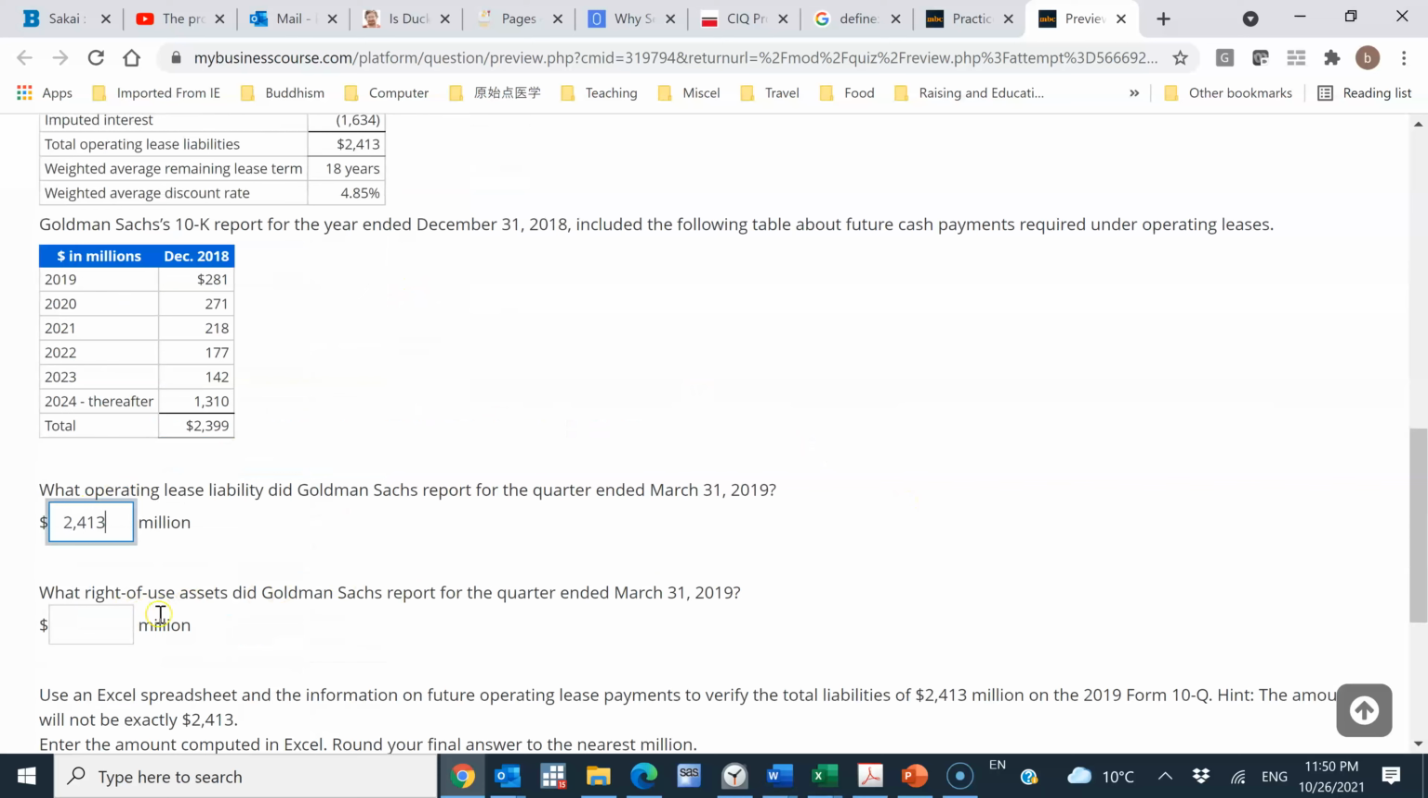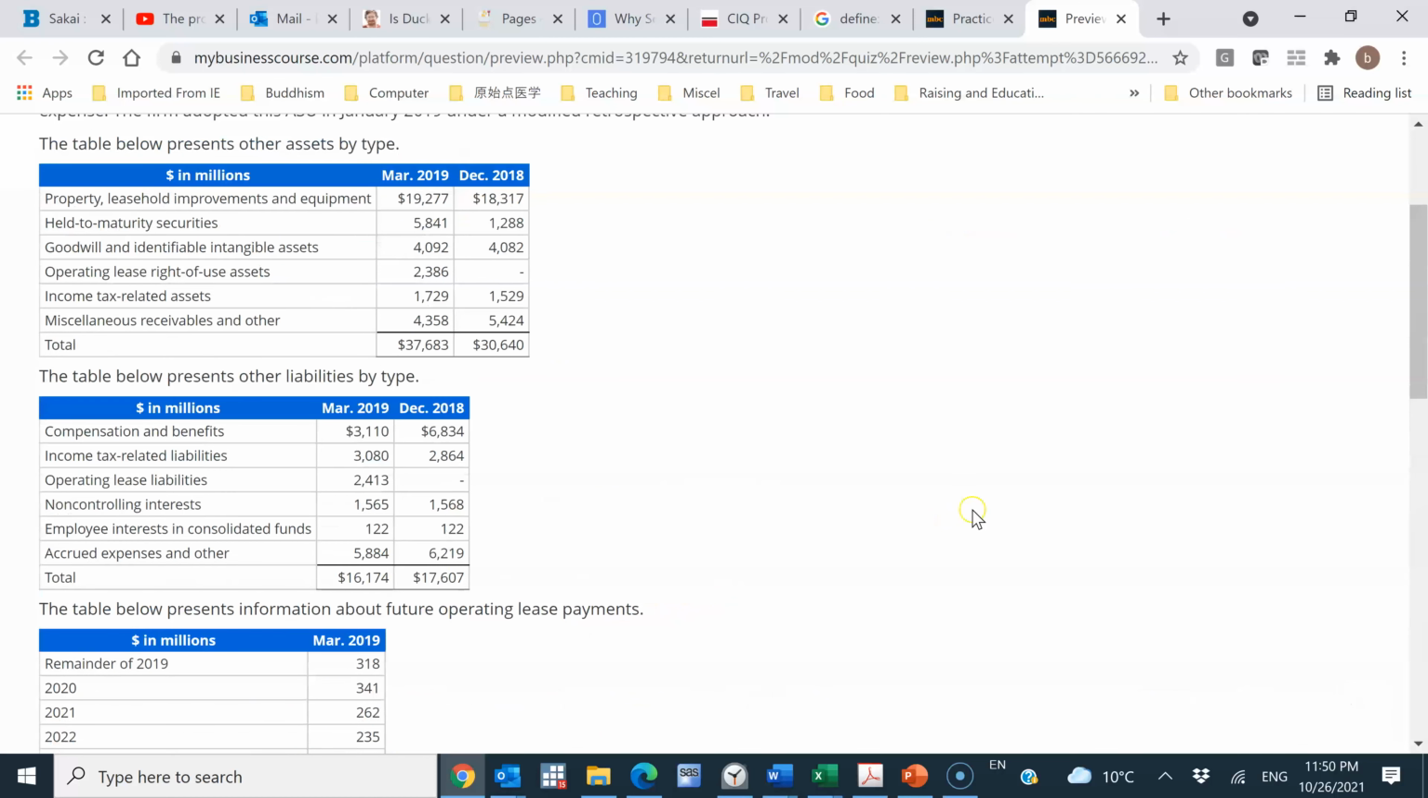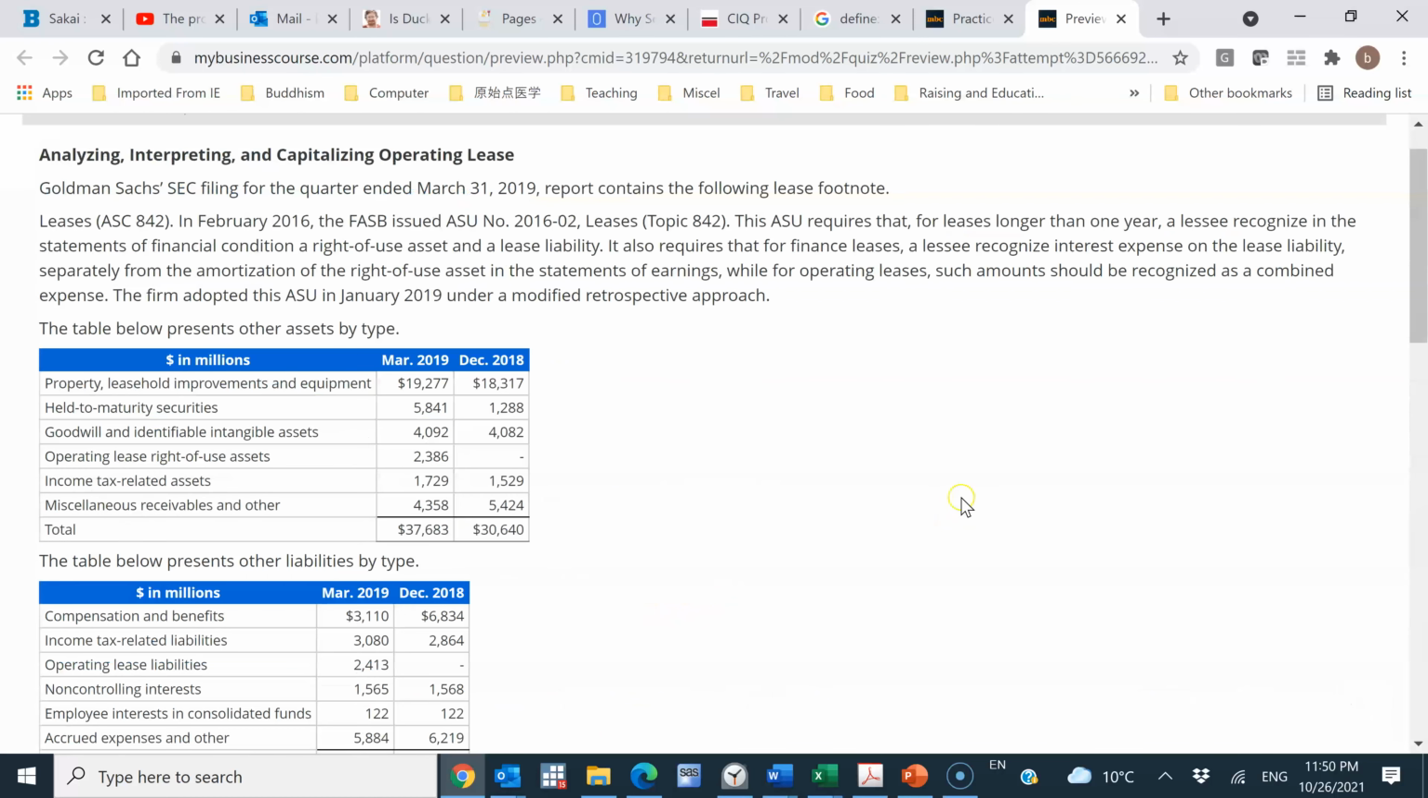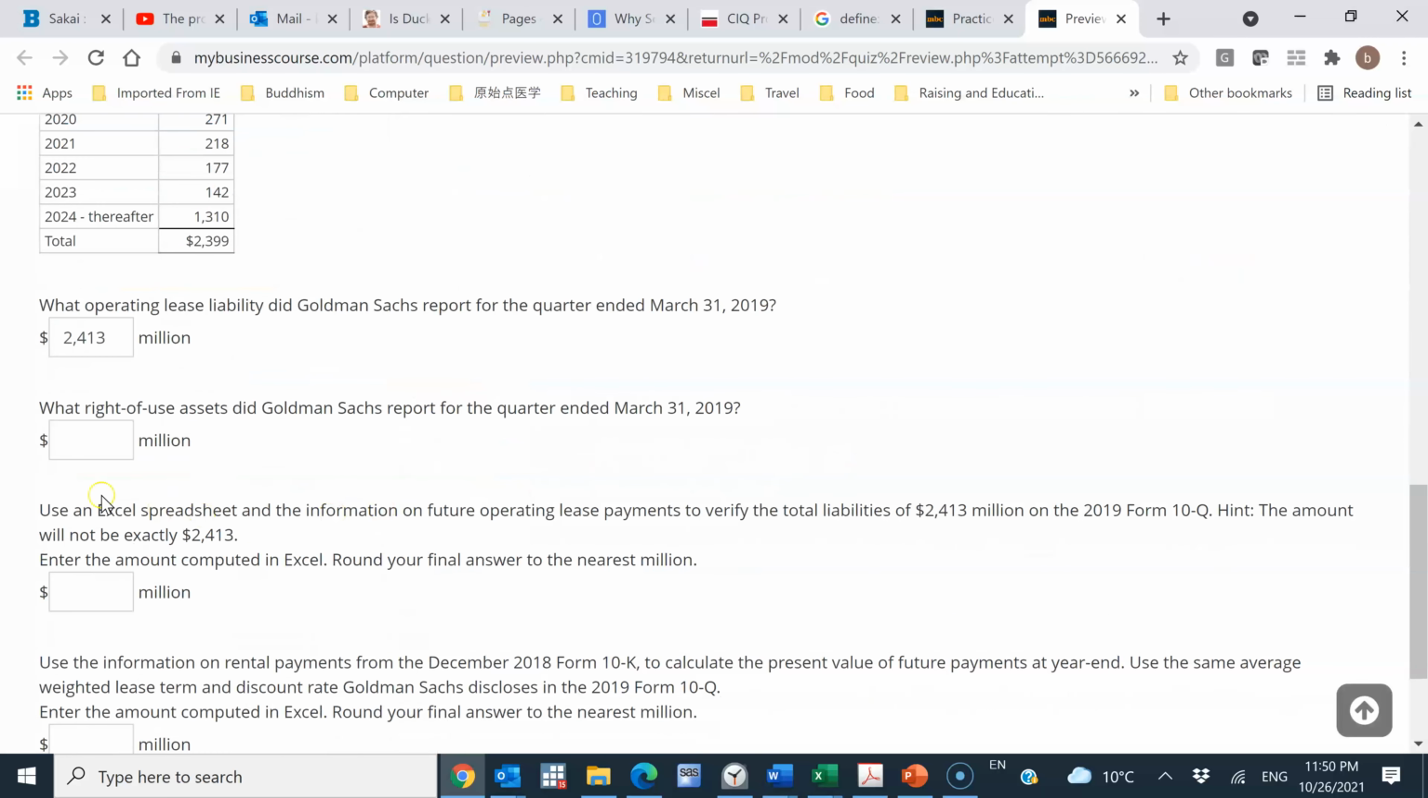And what right of use assets did Goldman Sachs report for the quarter ended on March 31st, 2019? Again, that can be directly found from the balance sheet. The table below presents other assets by type. So it's operating lease right of use assets. Just copy that number, and then we are done. So the first two parts are pretty straightforward.